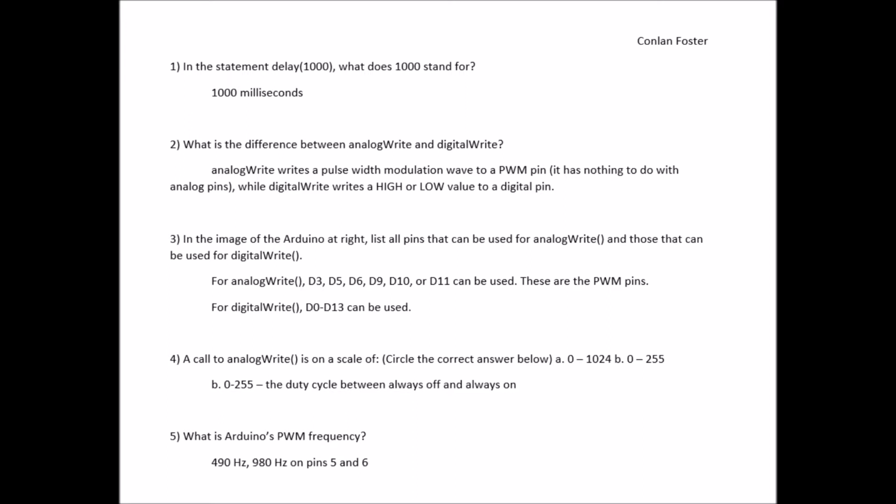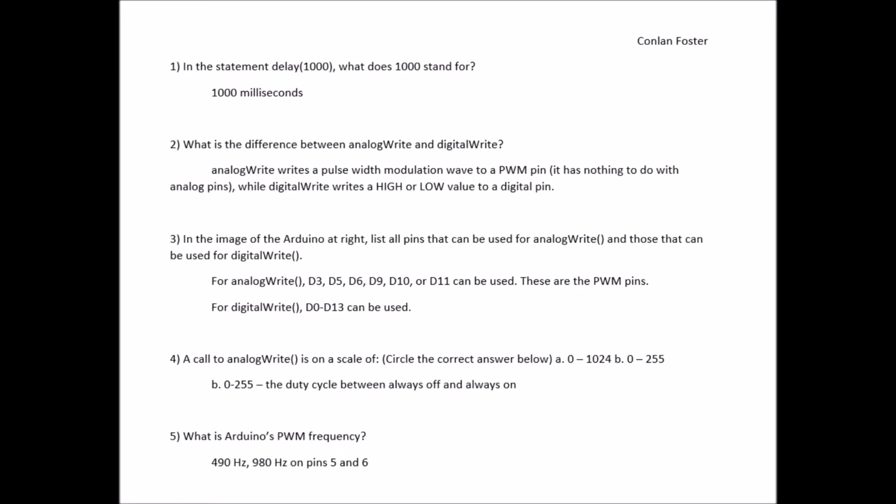The pins on the Arduino that can be used for the analogWrite function include D3, D5, D6, D9, D10, or D11. These are considered the PWM pins. The analogWrite function actually has nothing to do with the analog pins. The digitalWrite function can use any of the digital pins.